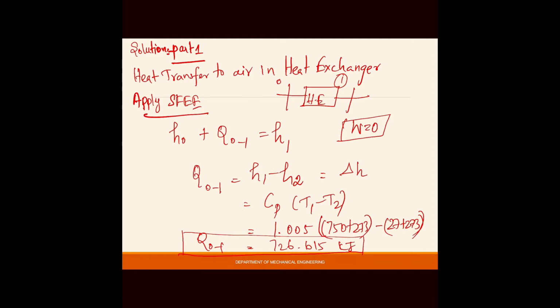Here, for unit mass flow, we assume the change in kinetic energy and change in potential energy are approximately close to 0, so I have to neglect those things. So the simplified form of the steady flow energy equation is H0 plus Q01 equals H1. Now the second part, the gas turbine. In the gas turbine we have to find out the power output.